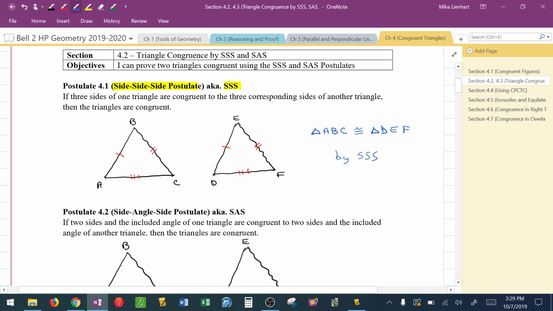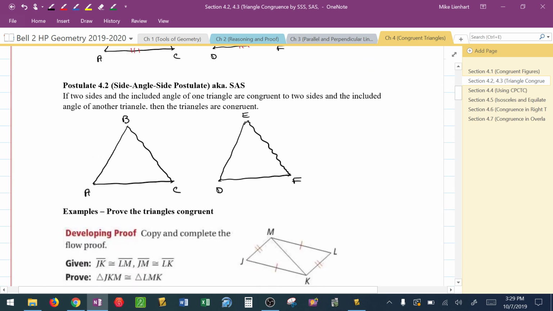A second way to prove that two triangles are congruent is to use postulate 4.2, which is called the side-angle-side postulate. We abbreviate that side-angle-side, or SAS. Notice how the A for angle is in between the two S's for sides. And here's what the postulate says. If two sides and the included angle of one triangle are congruent to two sides and the included angle of another triangle, then the triangles have to be congruent.